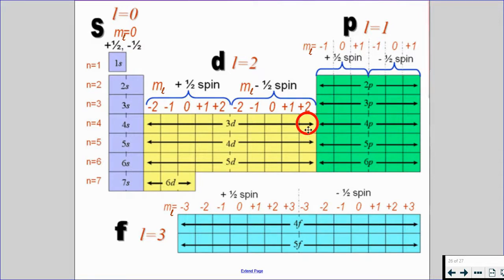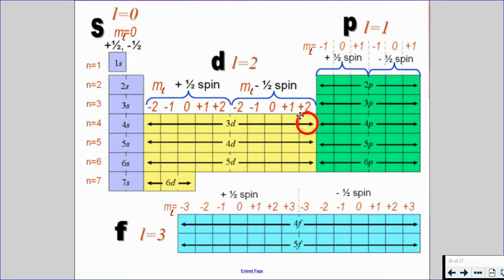The secondary quantum number is L equals 2 because we're in the d block. Remember, the s block is L equals 0, the p block is L equals 1, and the d block is L equals 2. The f block is L equals 3. The magnetic quantum number is going to be a positive 2.